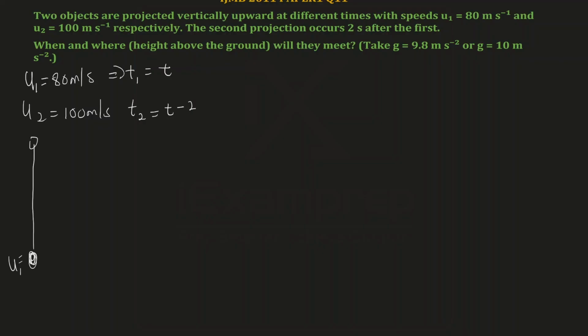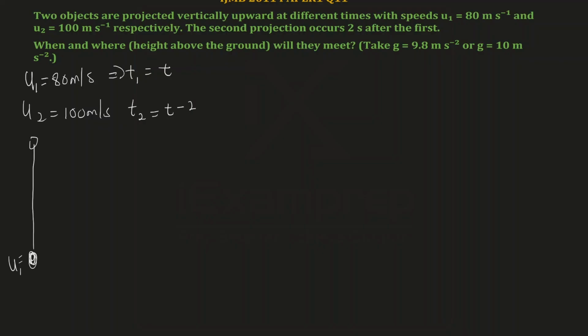So time for the first one is t. Time for the second one will be t minus 2 because it is delayed by 2 seconds. The motion has begun, so it is delayed by 2 seconds. It will be t minus 2 seconds. All right. Now we are looking for when and where, that is, we are looking for the time and the position above the ground where they will meet.